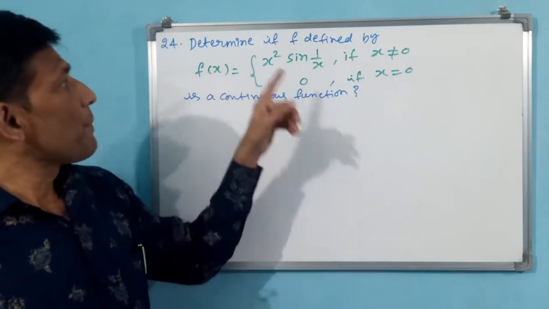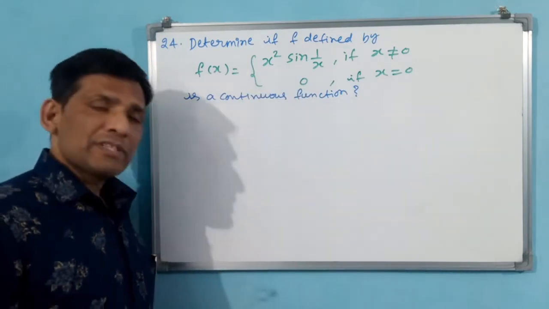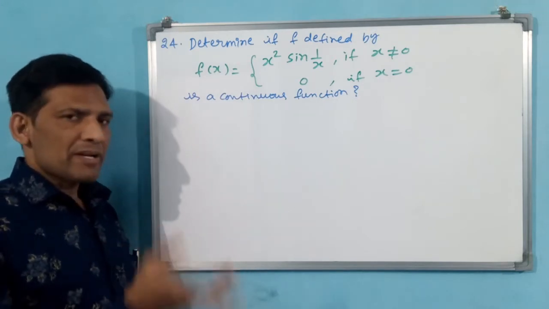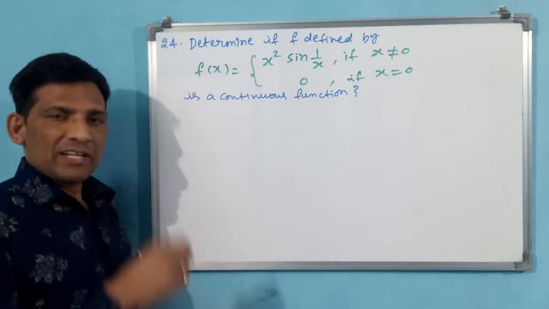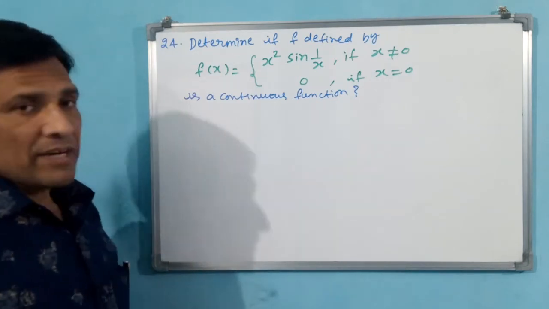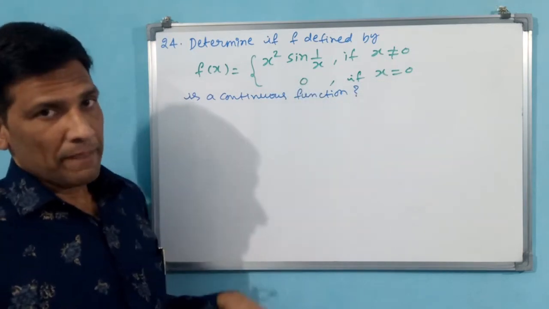Here they are asking whether it is a continuous function. Continuous function means how are we going to find it? We are going to find the main limit, left hand limit, and right hand limit. If all three are equal, then we can say that this is a continuous function. But you see here, the main limit at x equal to 0 means 0.